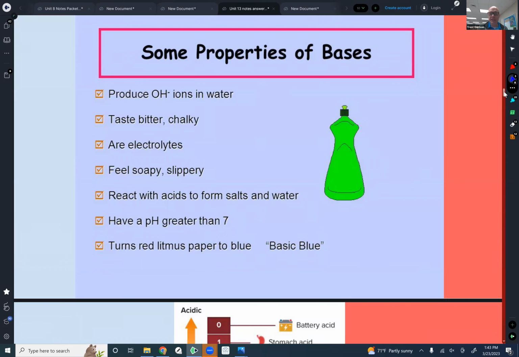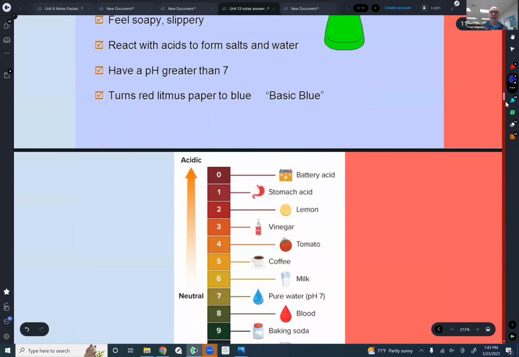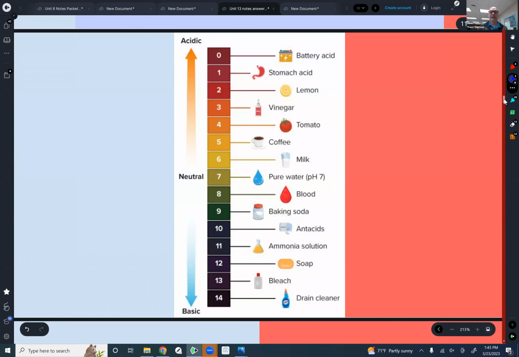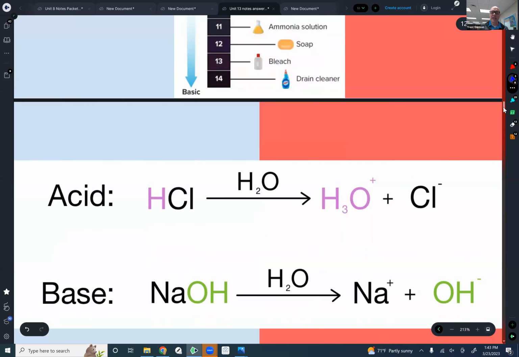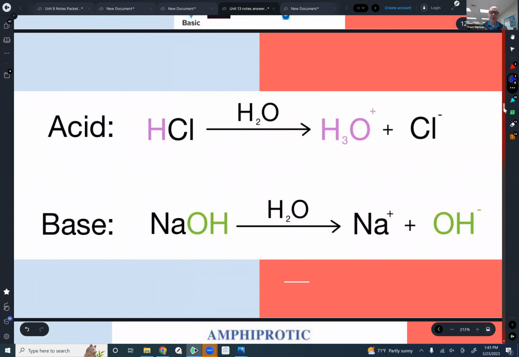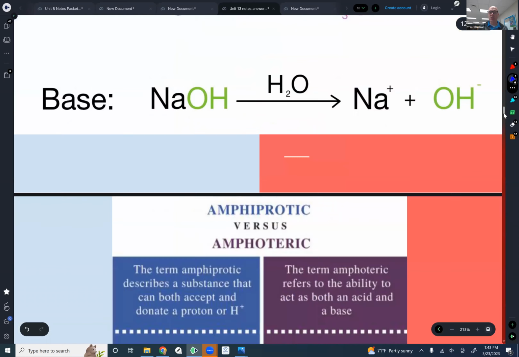Some of their properties is that they have a horrible, bitter taste. They will feel somewhat slimy, just like all of your cleaning supplies were, and they are high on the pH scale. So they are pH 7 or higher. So where you see down here some of those materials, your antacids, makes sense, and your soaps, your bleaches, your drain cleaners, dangerous materials. All right, so there they are in comparison. Acid begins with H, bases end with OH.